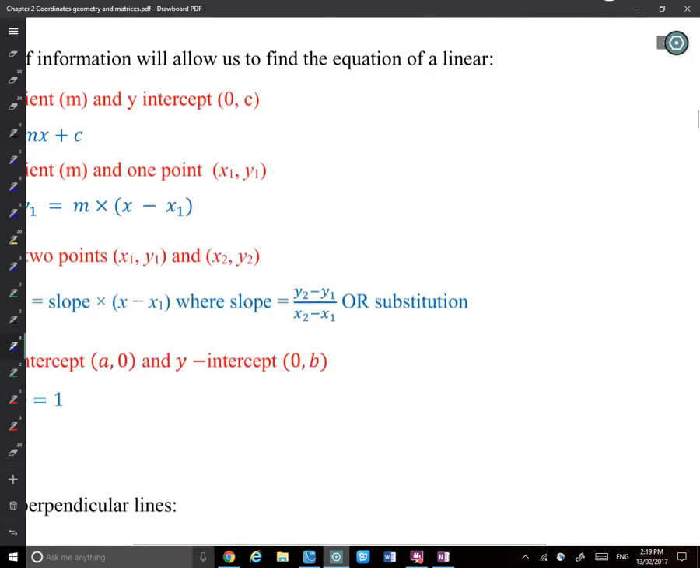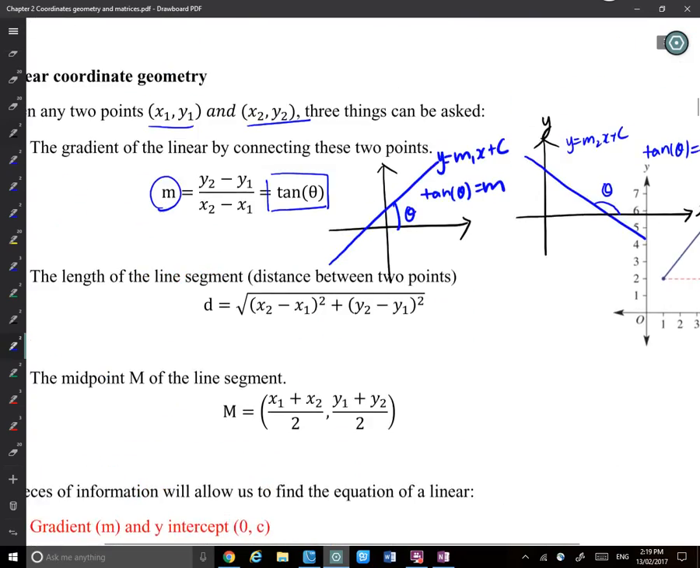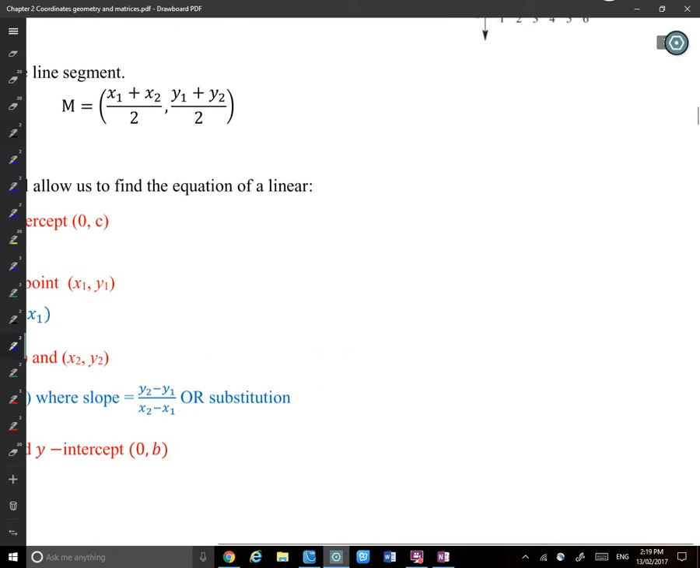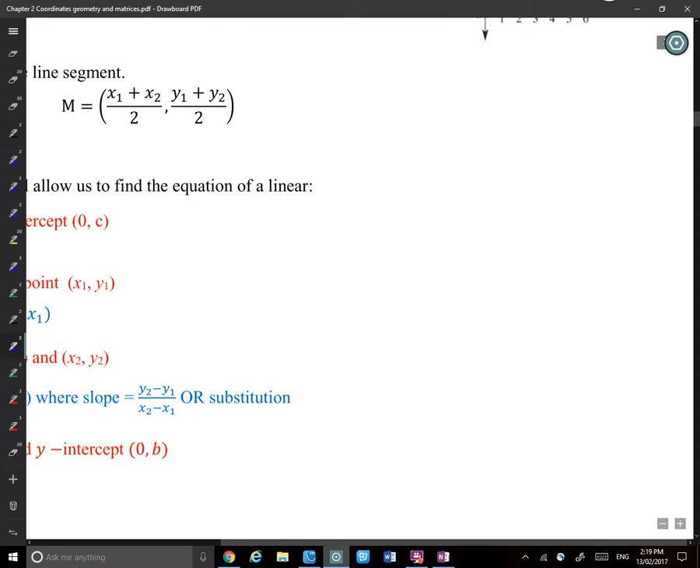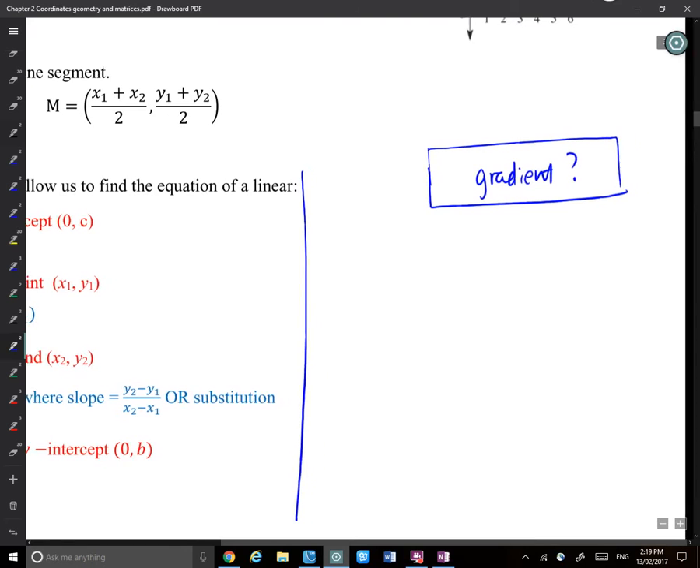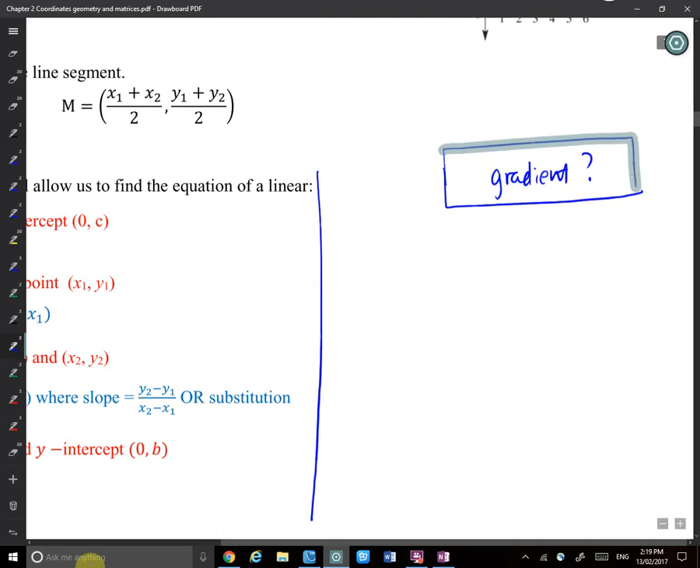Okay, let's have a look at one question. Also, given two pieces of information, we can find linear equations. I hope you know that now. To teach this, I always think about two things. The first thing we think about: do we know the gradient or not? Do we have information about the gradient of this line?